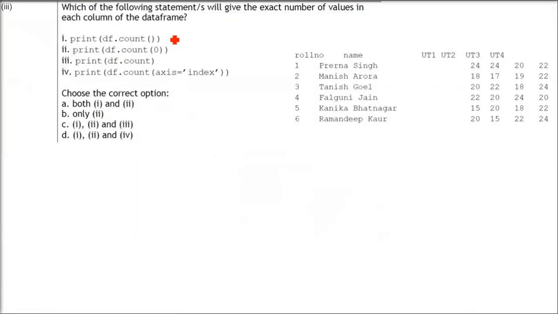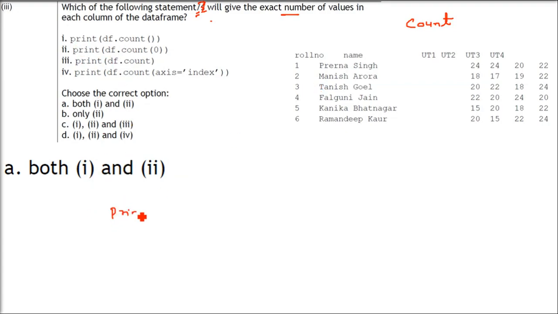Which of the following statements will give the exact number of values in each column of the data frame? When the question says exact number of values, we are talking about count. The answer is first and second. I'll show you how. Exact number of values means, by default, you go for count. Count is a function of the data frame. With each data frame you get this function, and you are counting the number of rows.